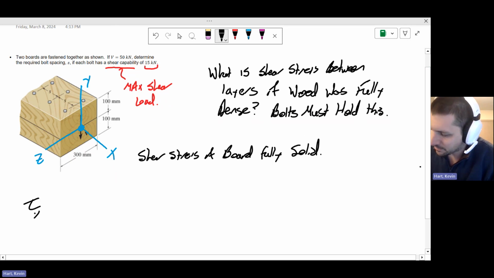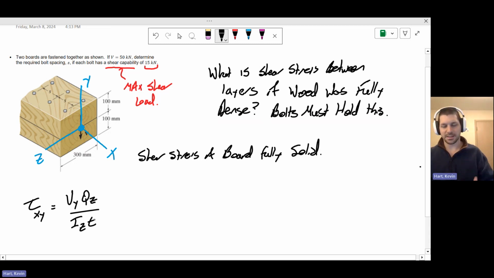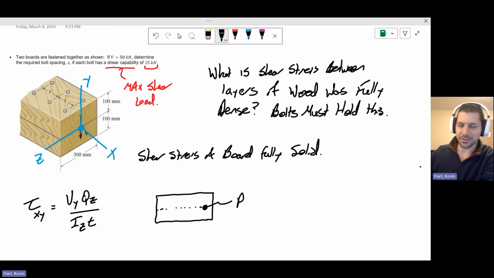Transverse shear in this cross-section, if it was fully dense, is going to be Vy Qz over Iz t. Bang. And if I'm interested in the shear stress at the midplane of this thing, then I'm interested in any point that lies along that midplane. So in my cross-section I can pick any point of interest that I want. Let's just pick some point of interest here, P. What's the shear stress at this particular location? That's what I'm looking for.